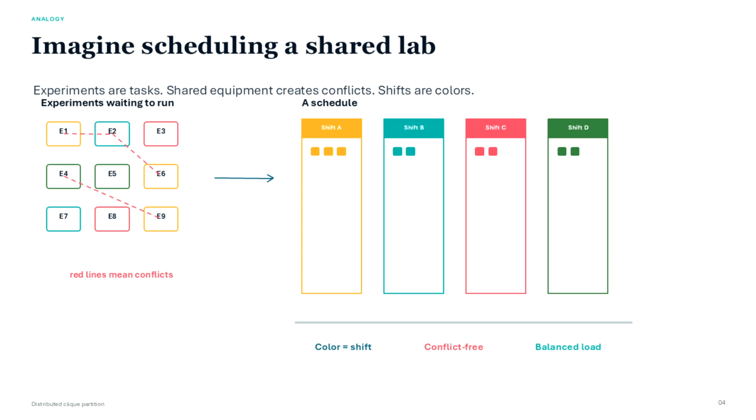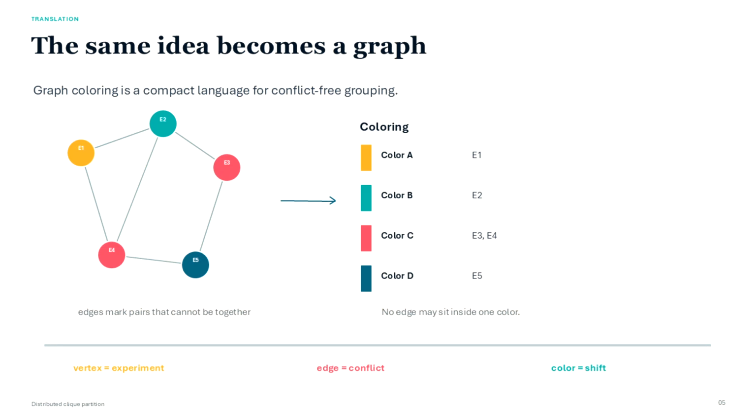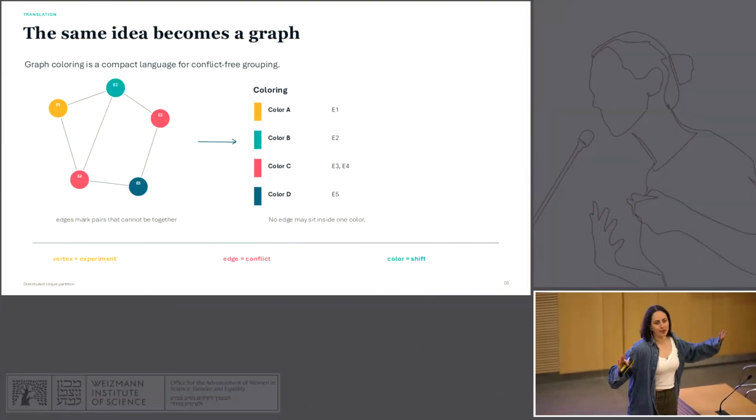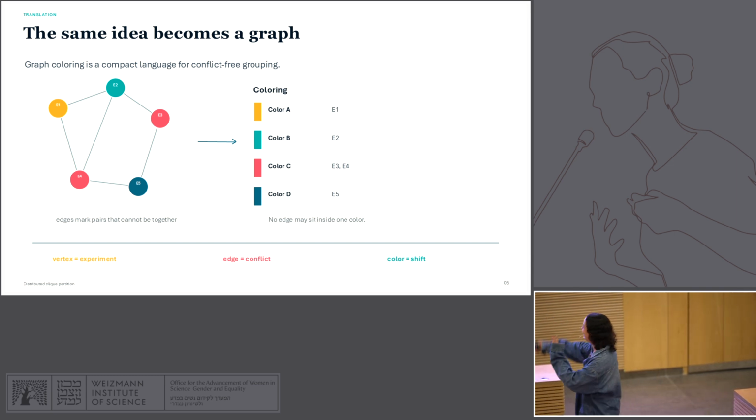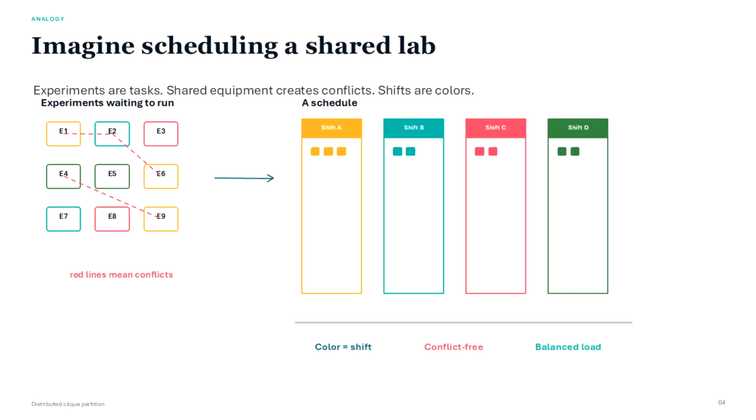So you see those circles and those lines. The circles are our experiments, and the lines are our conflicts. The circles we call nodes, and the lines we call edges. So don't be afraid, it's just a nice drawing, with colors, all beautiful. Okay, so let's circle back.